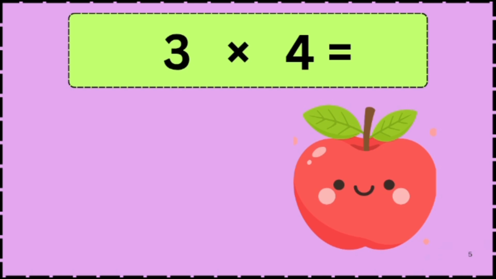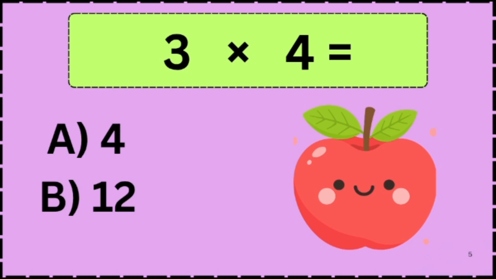3 times 4 is equal to A 4, B 12, C 5. What is the correct answer? B 12.